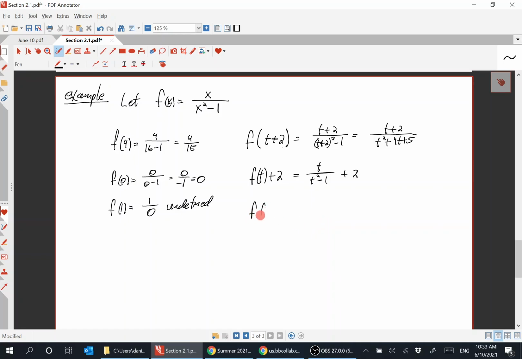How about this one? f of t plus 2 minus f of 2, over t. Again, this thing is called the difference quotient, which gets used in calculus for defining derivatives. Hence we talk a little bit about it here, so it's not a huge surprise when you first see it.